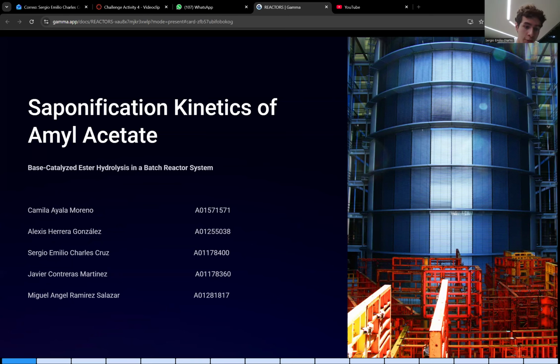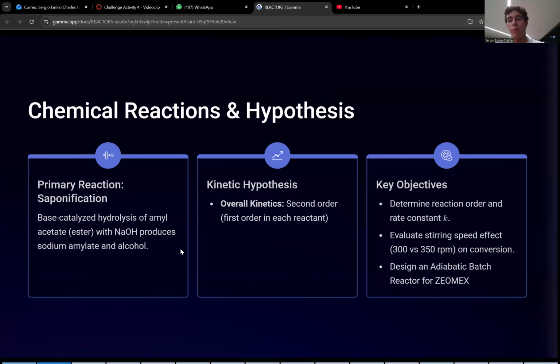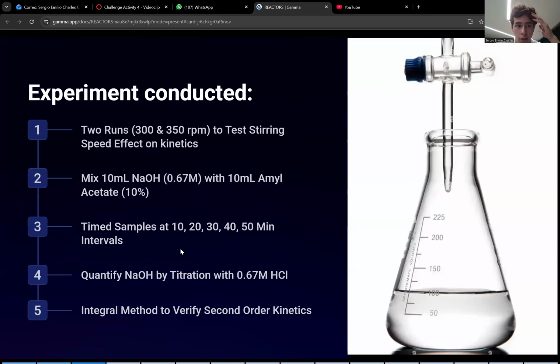So, for starters, let's bring some context. This reaction is a primary reaction of saponification. It's base-catalyzed hydrolysis of amyl acetate, which contains an ester, with NaOH to produce sodium acetate and amyl alcohol. Our kinetic hypothesis is that it will be second order, and our key objectives in this investigation are to determine the reaction order and rate constant, aka K, evaluate different stirring speeds, 300 and 350, and design a batch reactor for an adiabatic case.